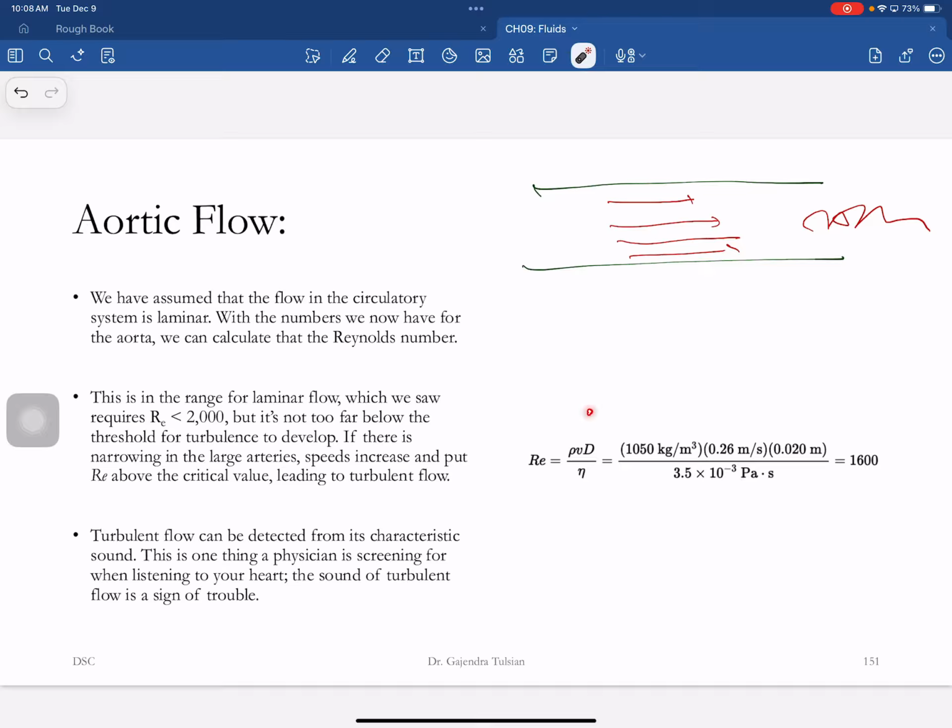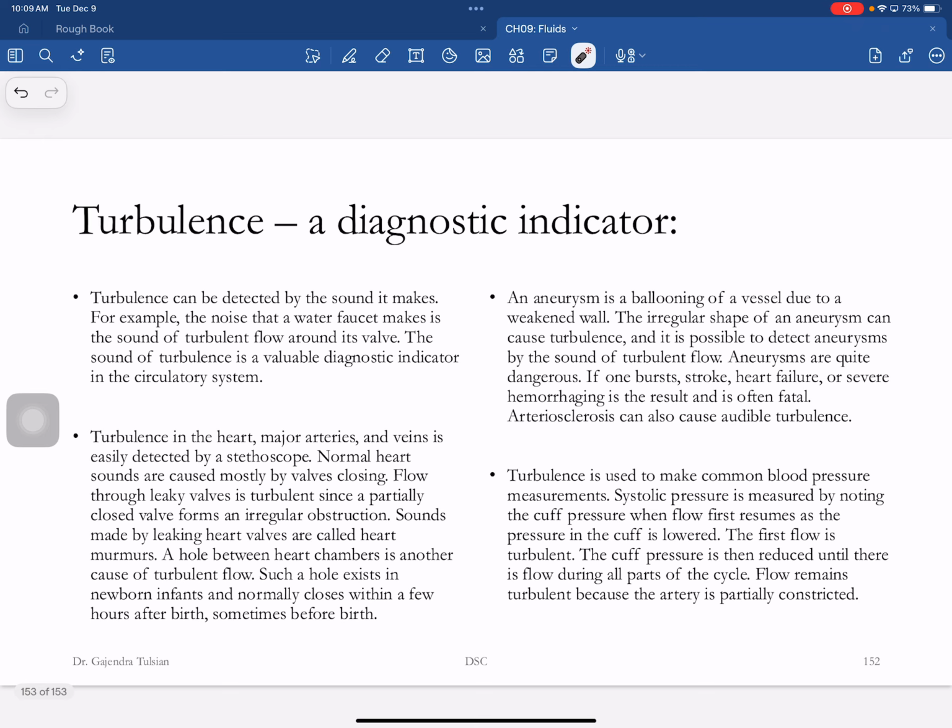Okay. If you increase the speed of the blood, that number could go above 2000 and become chaotic. How could you increase the speed? If plaque narrows the blood flow, then the speed can increase. If there's narrowing in a large artery, speed increases and puts the Reynolds number above the critical value, leading to turbulent flow. Turbulent flow can be detected from the sound it makes. This is one thing a physician is screening for when listening to your heart. The sound of turbulent flow is a sign of trouble. So that's what they're listening for.